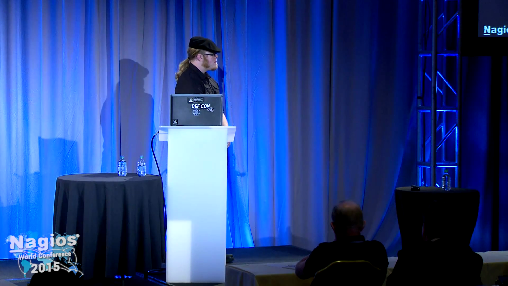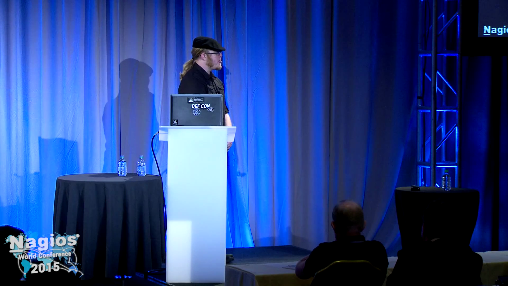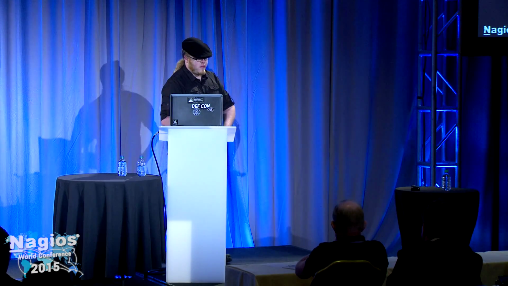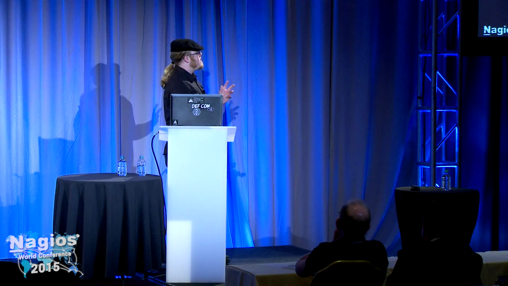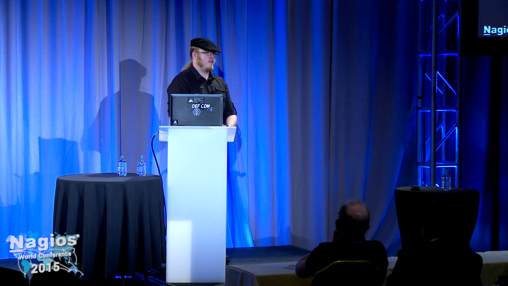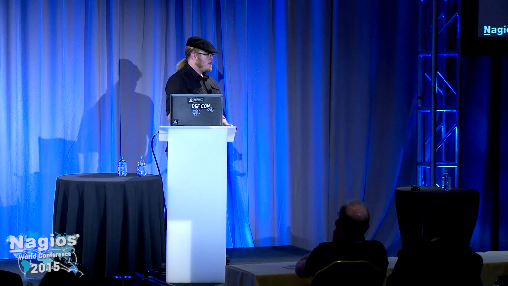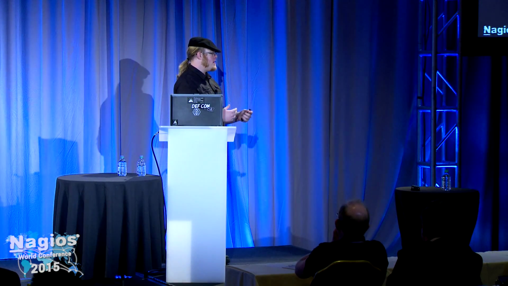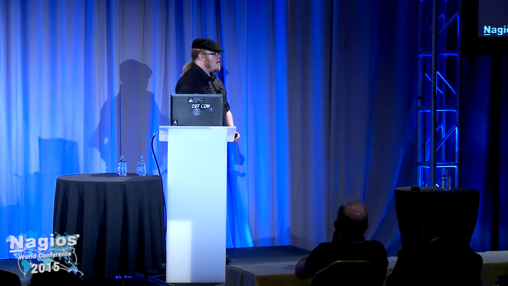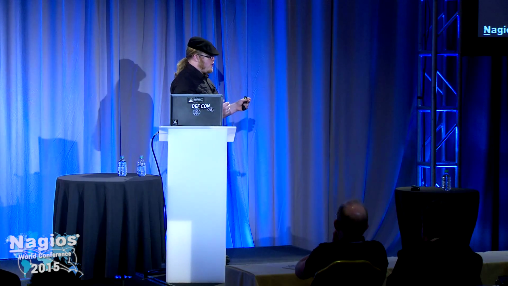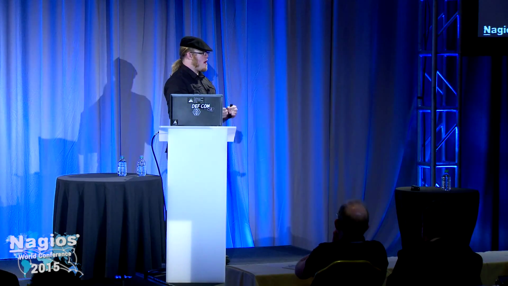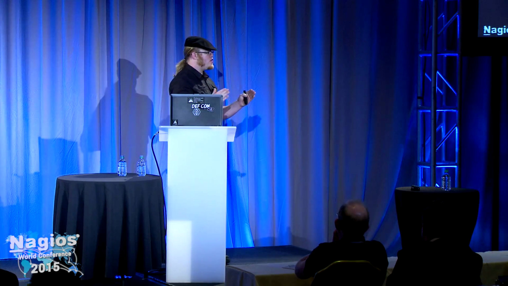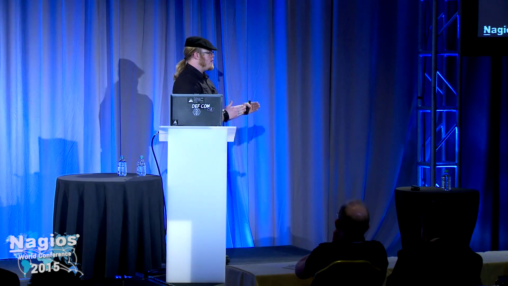What's the interval of the 5 times the max failed attempts? Okay, so there's a couple pieces in play here, and I can't really illustrate this very well. There's the check interval, which says I want to check this service every 5 minutes or every 10 minutes or every hour. Then there's the retry interval that says if there's a problem encountered, we want to change that. We want to check more frequently.